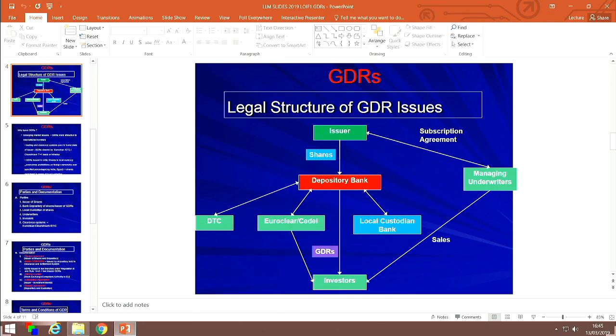Where in bond issues you'll have rights to get interest and principal, equally in this structure the GDR buyers would have rights to dividends paid on the shares, capital distributions paid on the shares, rights issues attaching to the shares, and so on, down the chain of sales. Yeah, go ahead. What's your question? Sorry, what?